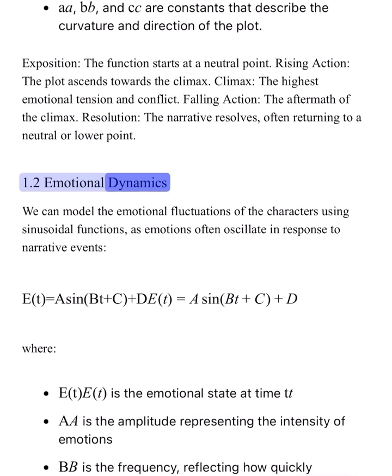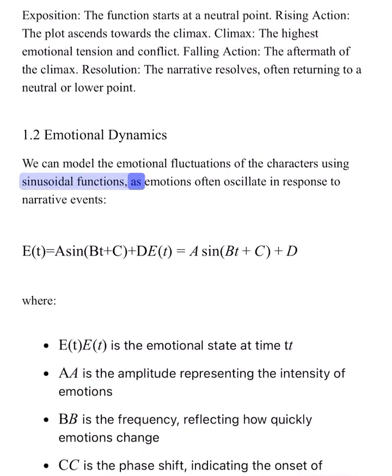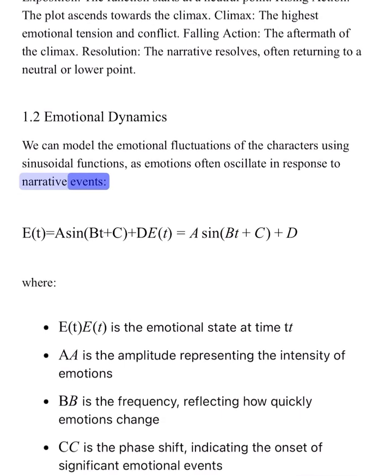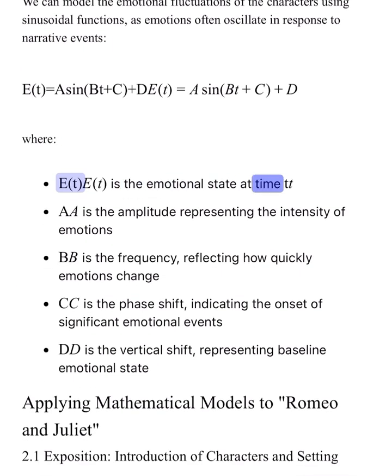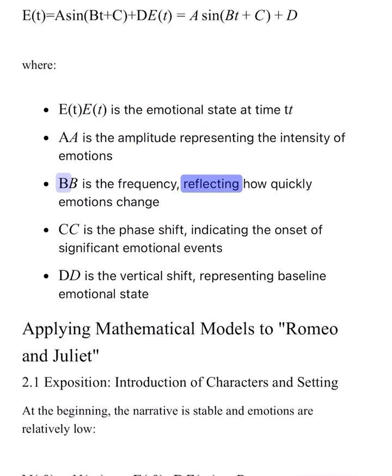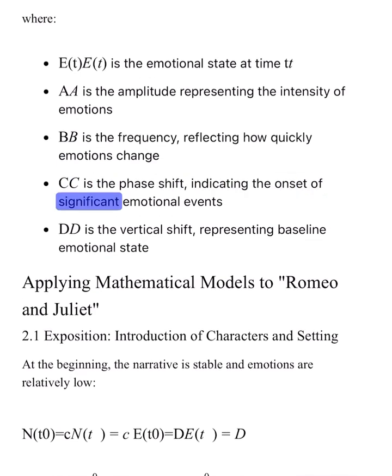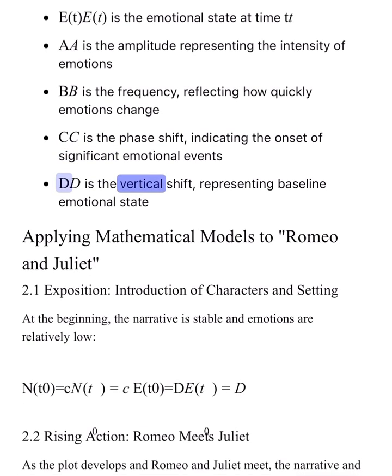1.2 Emotional dynamics. We can model the emotional fluctuations of the characters using sinusoidal functions, as emotions often oscillate in response to narrative events. E(t) = A sin(Bt + C) + D, where E is the emotional state at time t, A is the amplitude representing the intensity of emotions, B is the frequency reflecting how quickly emotions change, C is the phase shift indicating the onset of significant emotional events, and D is the vertical shift representing the baseline emotional state.